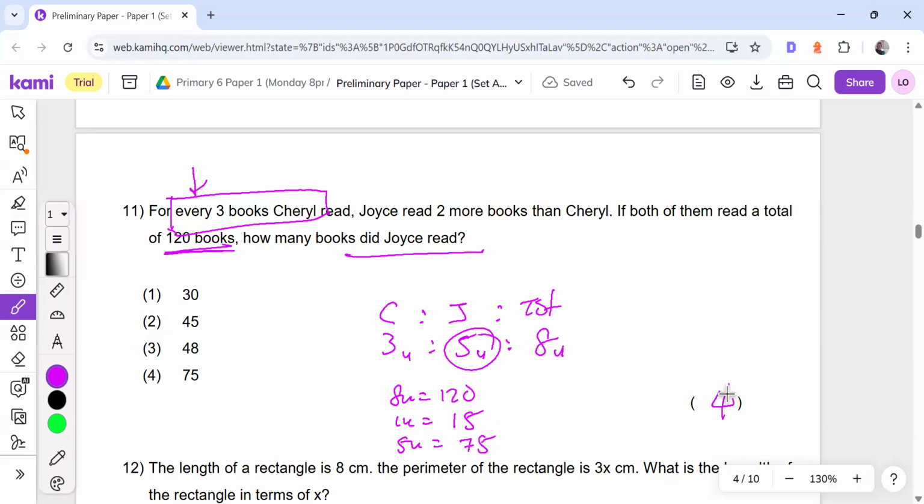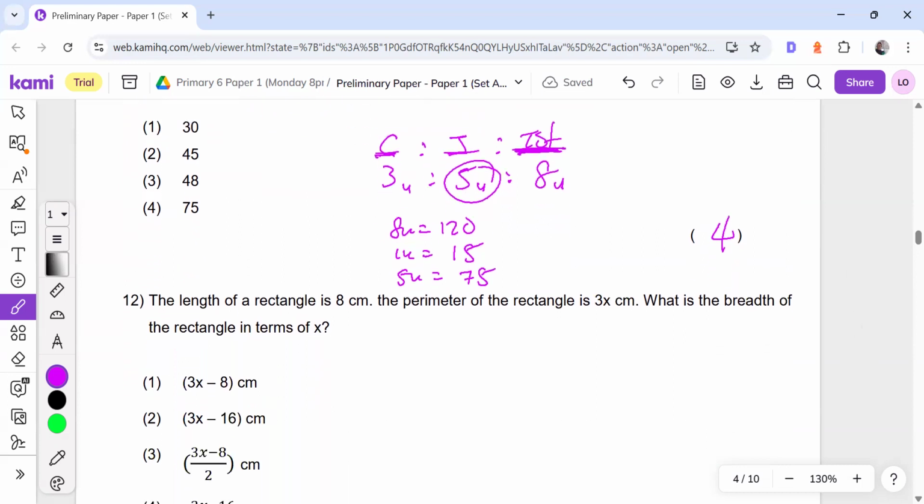Now, if you're using ratio, you must label the name. If you don't label, you don't know what it is. So must label the person, must also have a total in your ratio. Otherwise, you will get stuck if you don't have the total. Understand? Okay, question number 12.